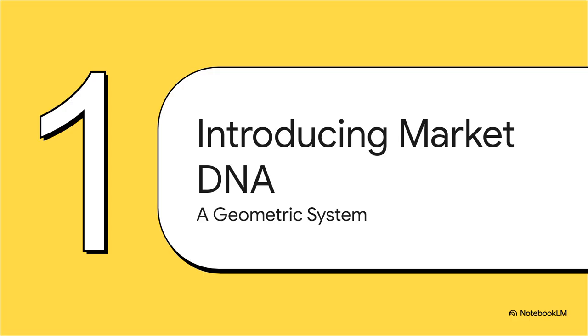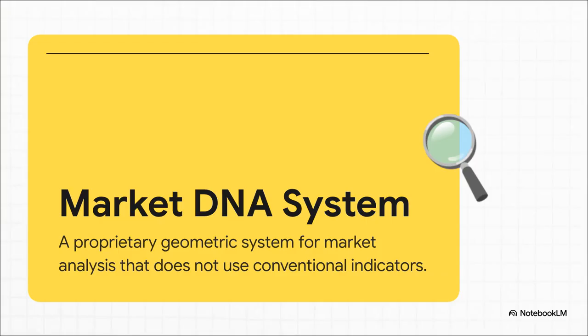So what in the world is this proprietary geometric system? Let's unpack the official definition. According to the documentation, market DNA is a proprietary geometric system. Now the key thing to get here, the really big takeaway, is that it doesn't use any of the conventional indicators you might be familiar with. The stuff most traders use. Instead, it's all about using these predefined geometric shapes to map out a market cycle.